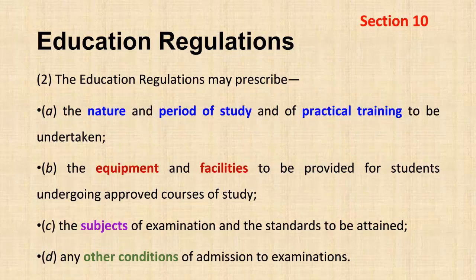The education regulations may prescribe: a. The nature and period of study and of practical training to be undertaken. b. The equipment and facilities to be provided for students undergoing approved courses of study. c. The subjects of examination and the standards to be attained. d. Any other conditions of admission to examinations.